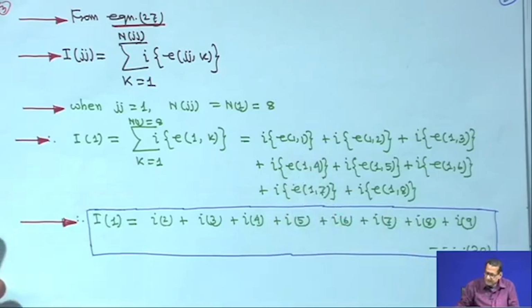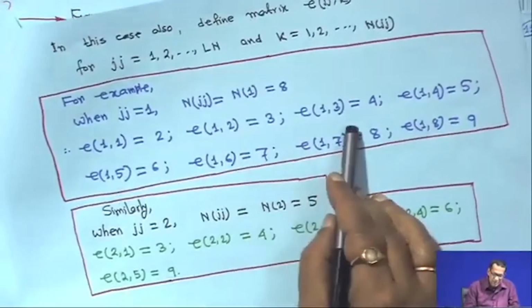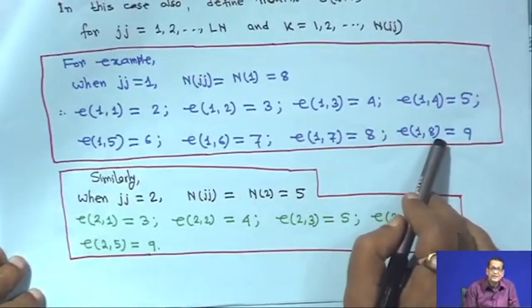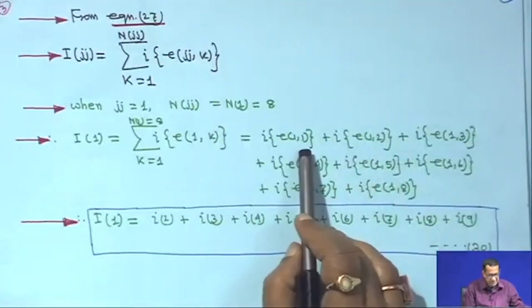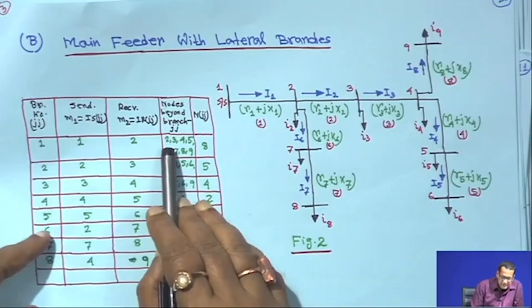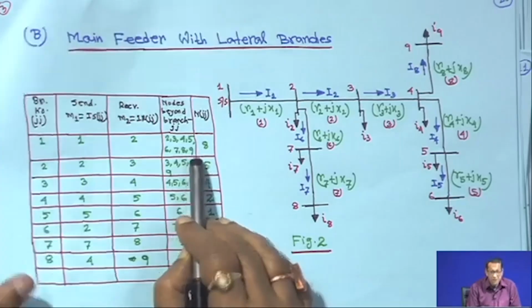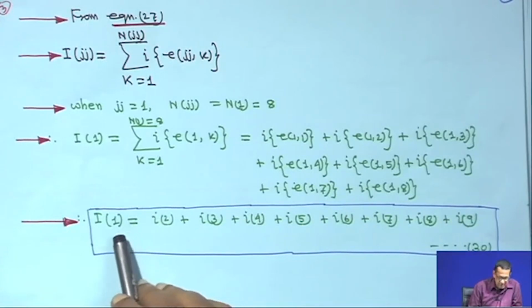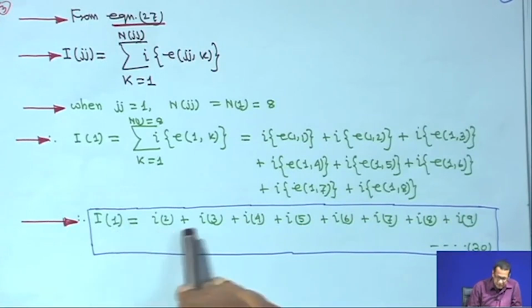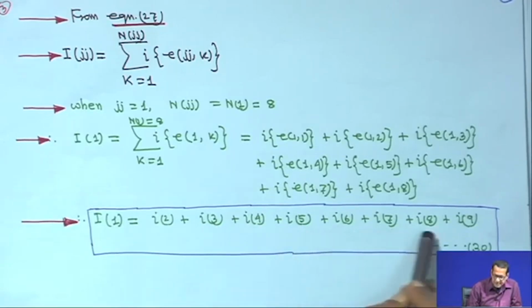But E1,1, E1,2, E1,3, all these elements have already been explained to you, right. So, what you do, E1,1 is 2, E1,2 is 3, you substitute all here. Although from the table also, E1,1 is equal to 2, E1,2 is 3, E1,3 is 4, E1,4 is 5 and so on, right. If you put it, then capital I1, that is the current through branch 1, is equal to I2 plus I3 plus I4 plus I5 plus I6 plus I7 plus I8 plus I9.